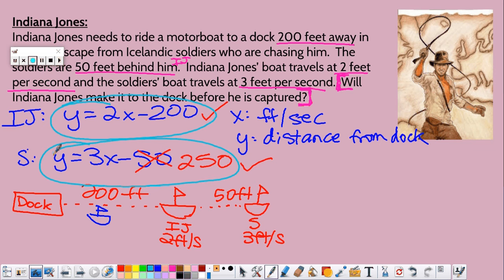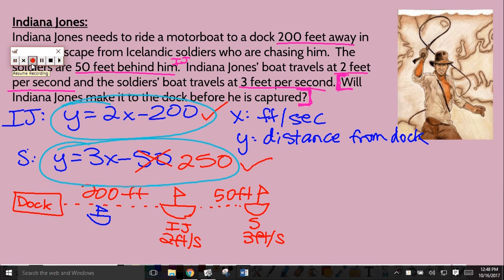Okay, what's your question? What do you mean? I think they're both, like, 200 is the distance from the dock, and so is Y. Yes. I want you to think about, yes, they can. Because you're bringing up a good point, do you think that we need to change the X value? No? Because we already have 2, and what is 2? The feet per second. So is it going to be feet per second times feet per second minus 200?